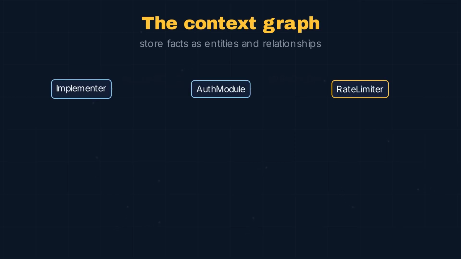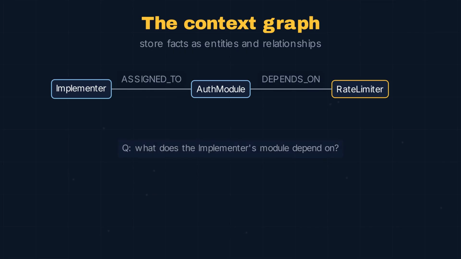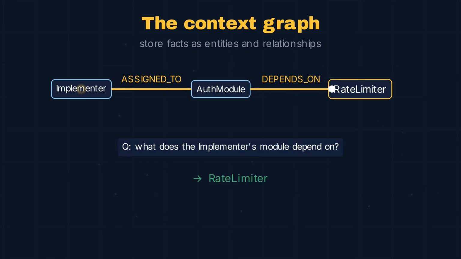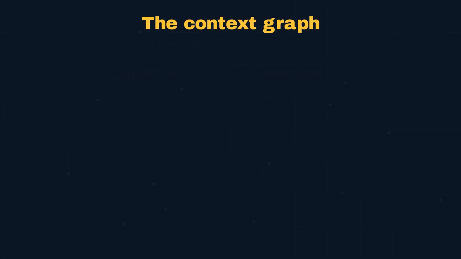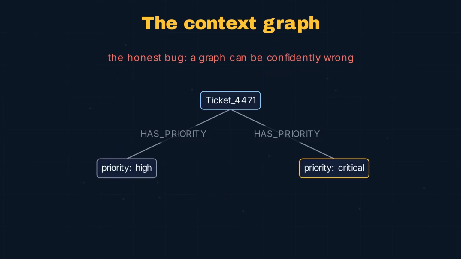So change what you store. Instead of text, store entities and the relationships between them. The implementer is assigned to the auth module. The auth module depends on the rate limiter. Now that hard question becomes a walk. Start at the implementer, follow "assigned to" to the module, follow "depends on" to the answer. Two facts, one traversal. But building this honestly surfaced a real bug.